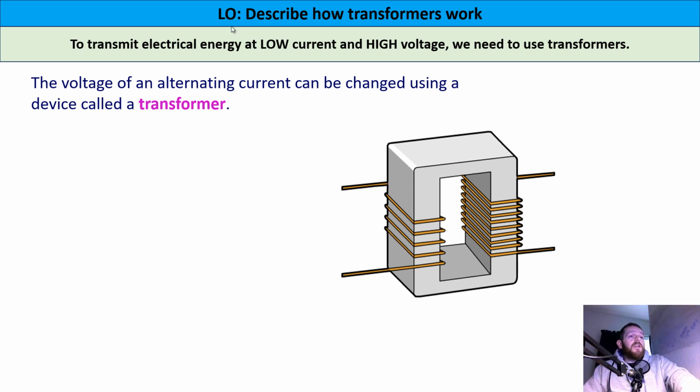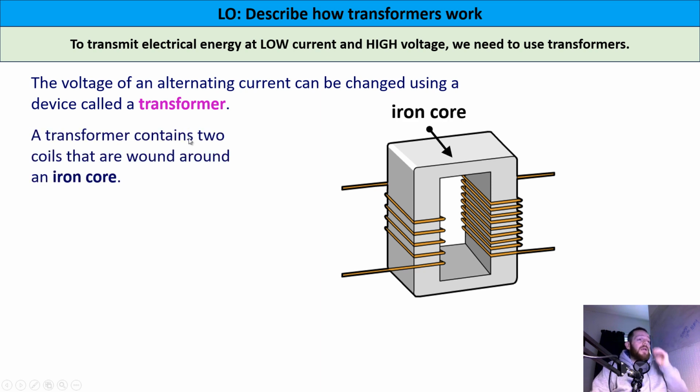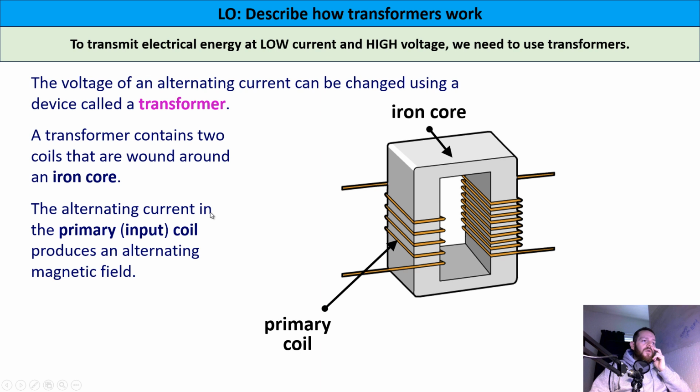So the voltage of an alternating current can be changed using a device called a transformer, and it contains two coils that are wound around an iron core. So this is the iron core there, and we use iron just because it's easily magnetized. The alternating current in the primary or input coil produces an alternating magnetic field.